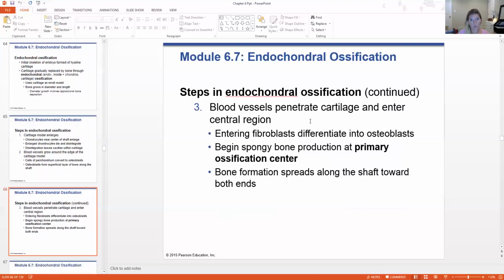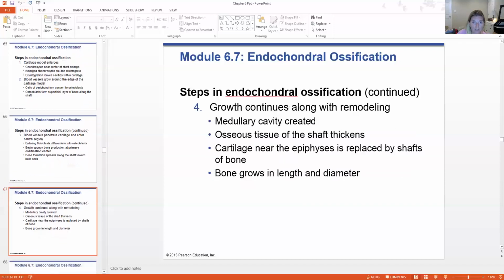Then blood vessels will begin to go into the cartilage and enter a central region. This is typically where that nutrient artery and nutrient vein will be formed in later development, but this is called the primary ossification center. This is where fibroblasts will differentiate into osteoblasts, and now bone formation can spread throughout the shaft and down to both ends of the bone. The growth will continue along with remodeling, so it might be osteoclasts and osteoblasts working together to shape out the medullary cavity. But that osteotissue will thicken the shaft of the bone, and the cartilage near the epiphyses will be replaced by bone, and the bone grows in length as well as in diameter.